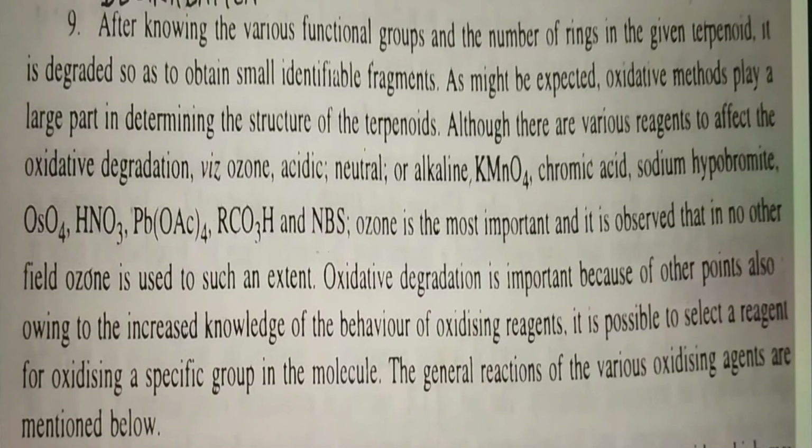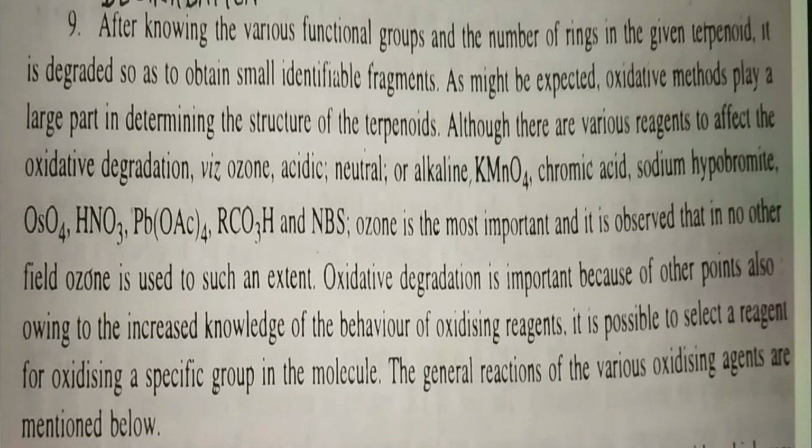Next we come to degradation. It is the most important step in determining the structure of terpenoids. After knowing the various functional groups and the number of rings present in the terpenoid, it is degraded into smaller fragments which have identifiable structures. As might be expected, oxidative methods play a more important role in determining structure, although there are various reagents to effect the oxidative degradation.